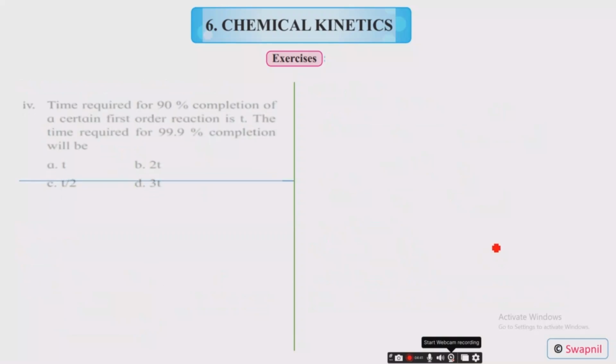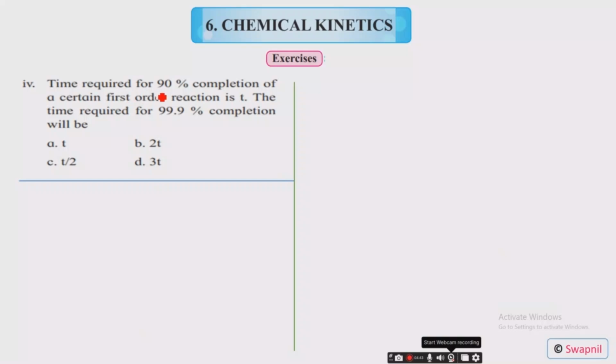So next question is, the time required for 90% completion of a certain first order reaction is T. The time required for 99.9% completion of the reaction will be, and these are the options for the question, and the correct option is option D, that is 3T. So let's see the explanation for this question.